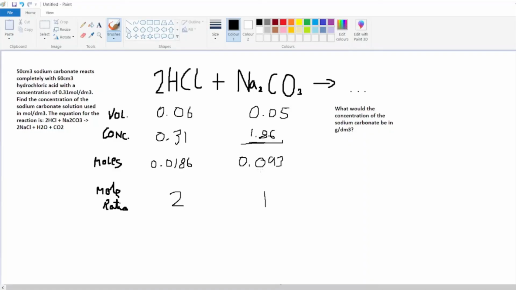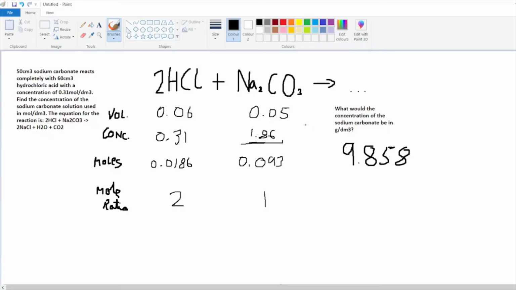Well, we have to use our old favourite equation, moles equals mass over formula mass, and rearrange it to get the moles times the relative formula mass gives you the mass. So we're going to have to do 0.93 times 106, which is the relative formula mass of our sodium carbonate, to give us 9.858 grams.